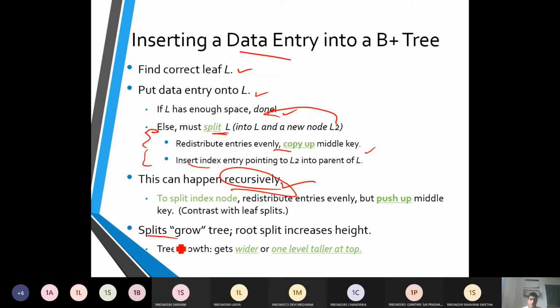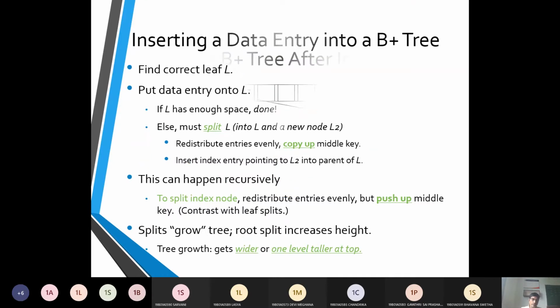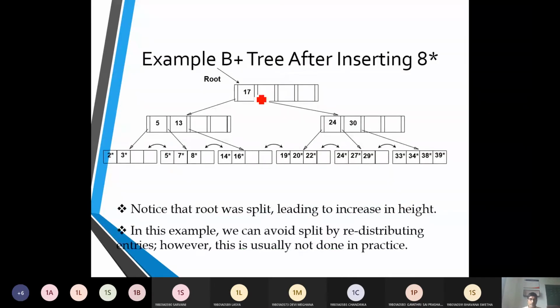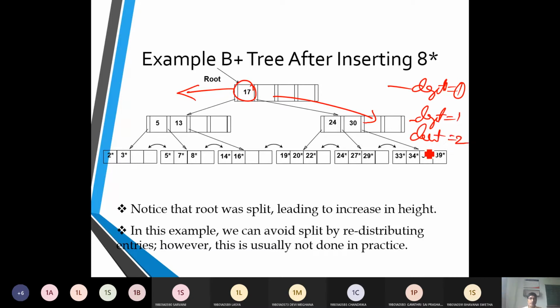So that split is going to satisfy. Will it affect the root? Yes, definitely it will affect the root. So now you can see here the root was 17 and it was balanced to 5 and 13. Now you can see the depth is equal to 0 here, depth is equal to 1 and depth is equal to 2. Now you can see there is a balance here.